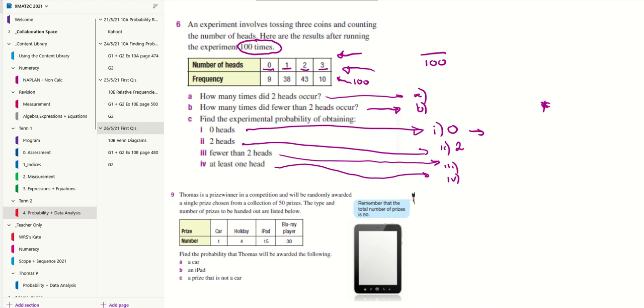And then the last one is at least 1 head. So think about what at least means, whether it includes 1 or not, and then what numbers are included in at least, and then add up those. Or the other way that you can look at this is, if there's at least 1, then that includes everything except if they had 0, and you might use that information to work out how many they got, and then the experimental probability.